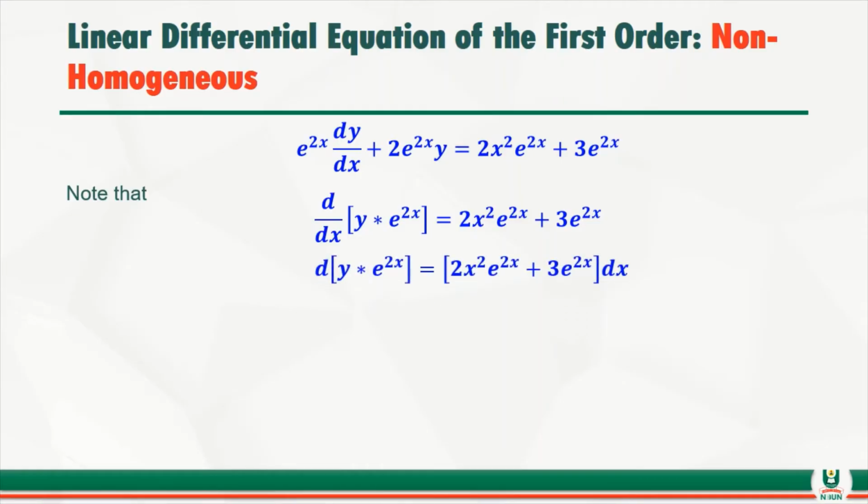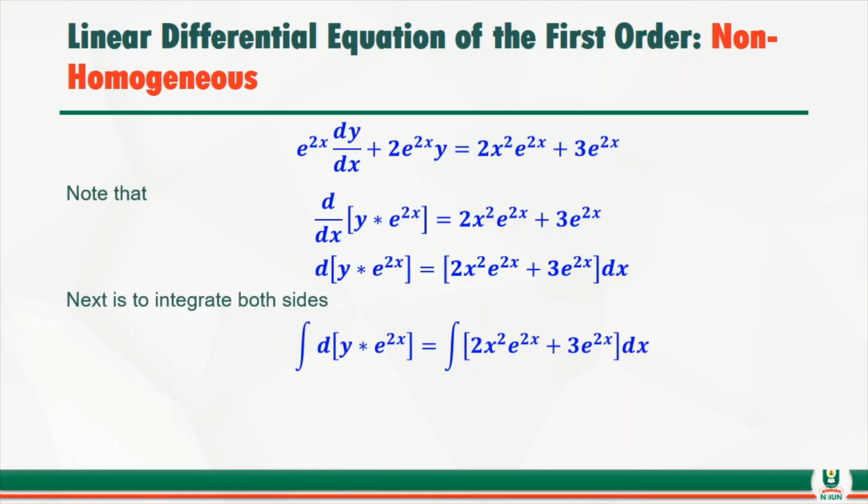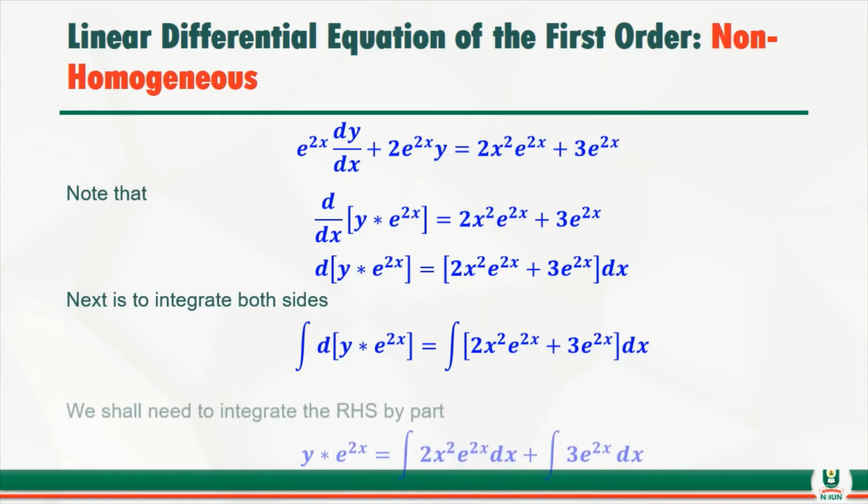So now let's write the left side as d of y exponential 2x. The next thing is that we integrate both sides. When we integrate both sides, the left side gives us y multiplying exponential 2x. Then on the other side, we can separate the integral to take care of the integral of 2x squared exponential 2x dx, plus the integral of 3 exponential 2x dx.